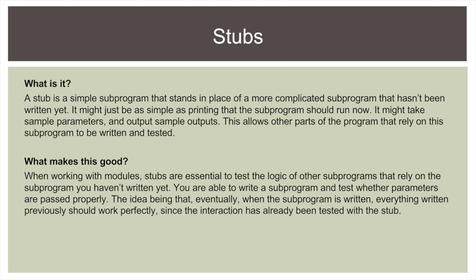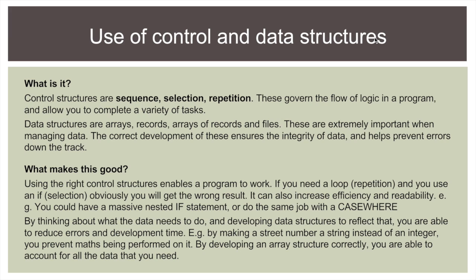Okay, so control structures are sequence, selection, and repetition. And these govern the flow of logic in a program and allow you to complete a variety of tasks. Data structures are things such as arrays, records, and files. They're extremely important when managing data, and creating them properly enables you to ensure the integrity of data and prevent errors down the track.